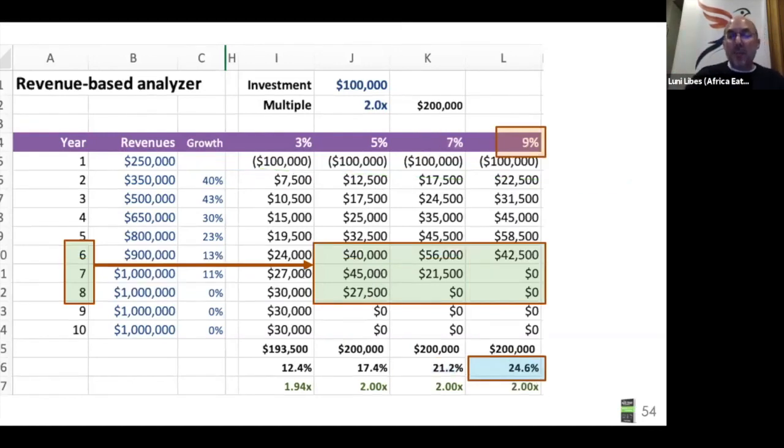So let's do one more column. And the last column is 9% here. And 9% gets us paid back in 6 years. So now we have some numbers to play with.